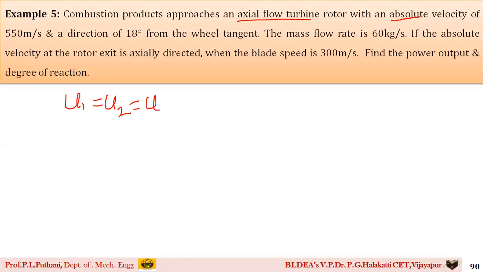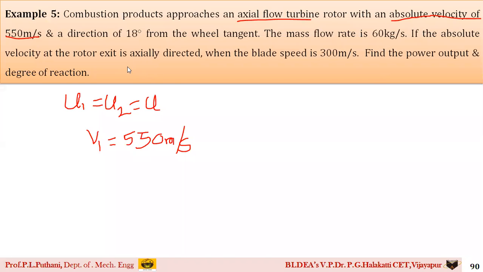Then he says there is an absolute velocity of 550 meters per second, which means these products approach the turbine inlet with an absolute velocity of 550 meters per second, which means V1 is equal to 550 meters per second.